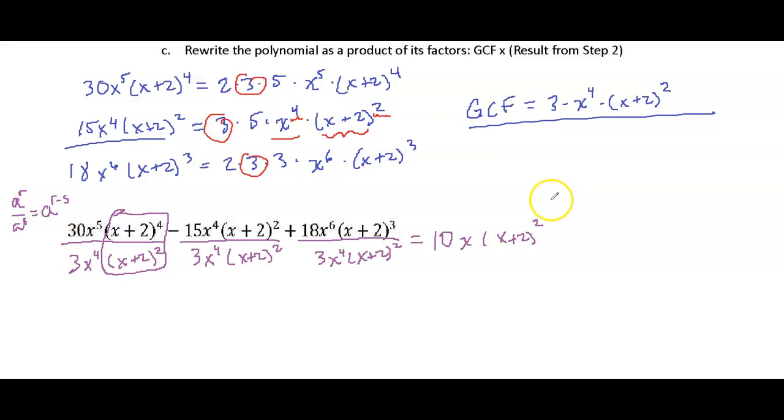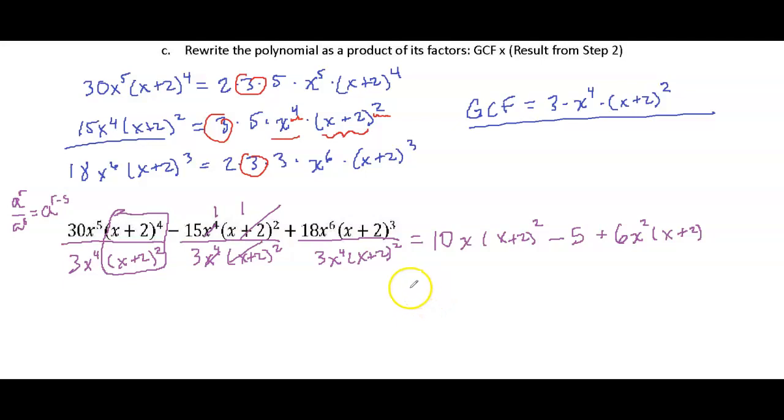Next, we have negative 15 divided by 3, which would be negative 5, so we can write minus 5. And it also looks like all the terms there are going to divide out, x to the fourth and (x plus 2) to the second. Now we have our next term, positive 18 divided by 3, well, that is a positive 6. x to the sixth divided by x to the fourth, well, that is x squared. And then we have (x plus 2) to the third over (x plus 2) to the second power, which will leave us with 1 (x plus 2).